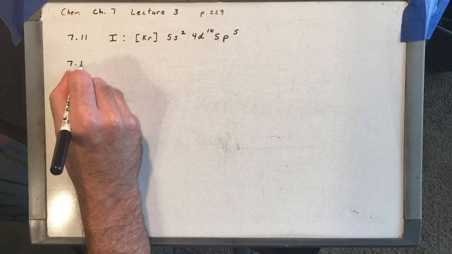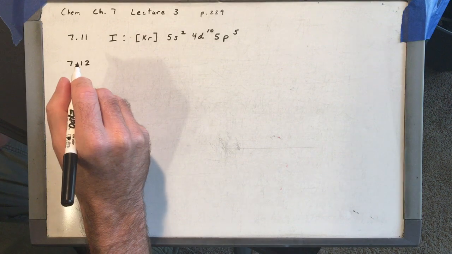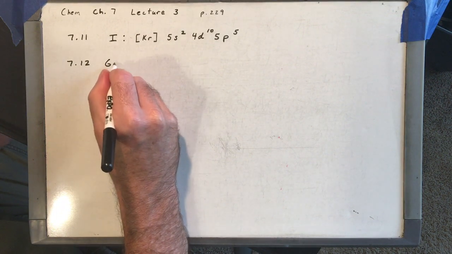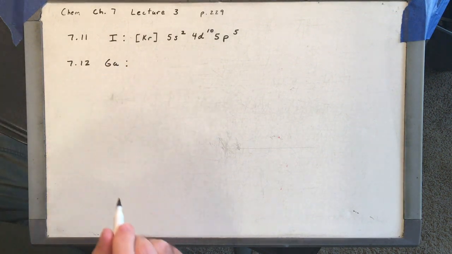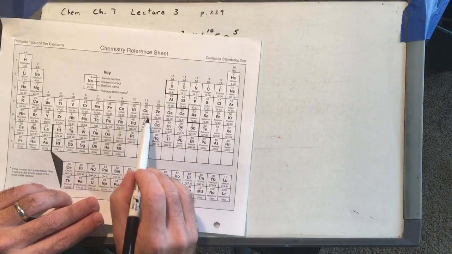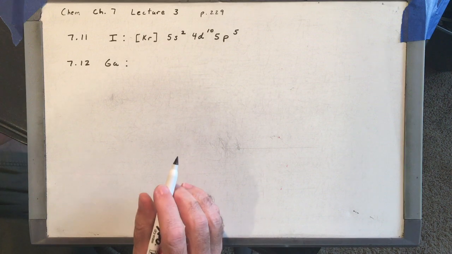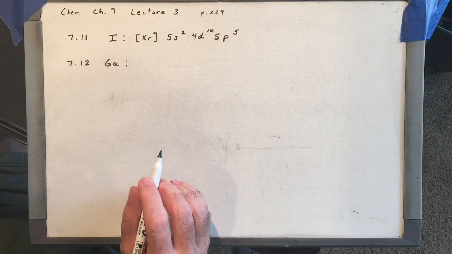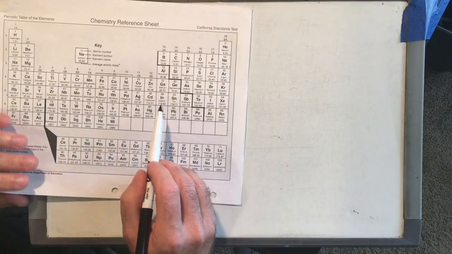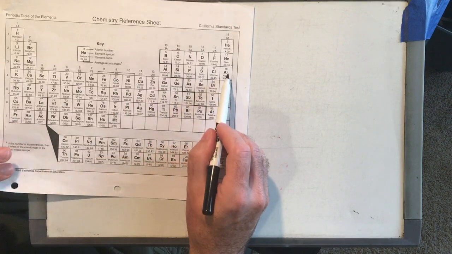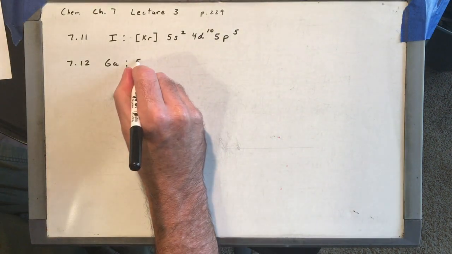Now I want you to try the abbreviated electron configuration for gallium. Gallium is number 31. So give that a try, pause the video, and then come back. All right, what is the noble gas right before gallium? It's argon. So we'll put argon in brackets.